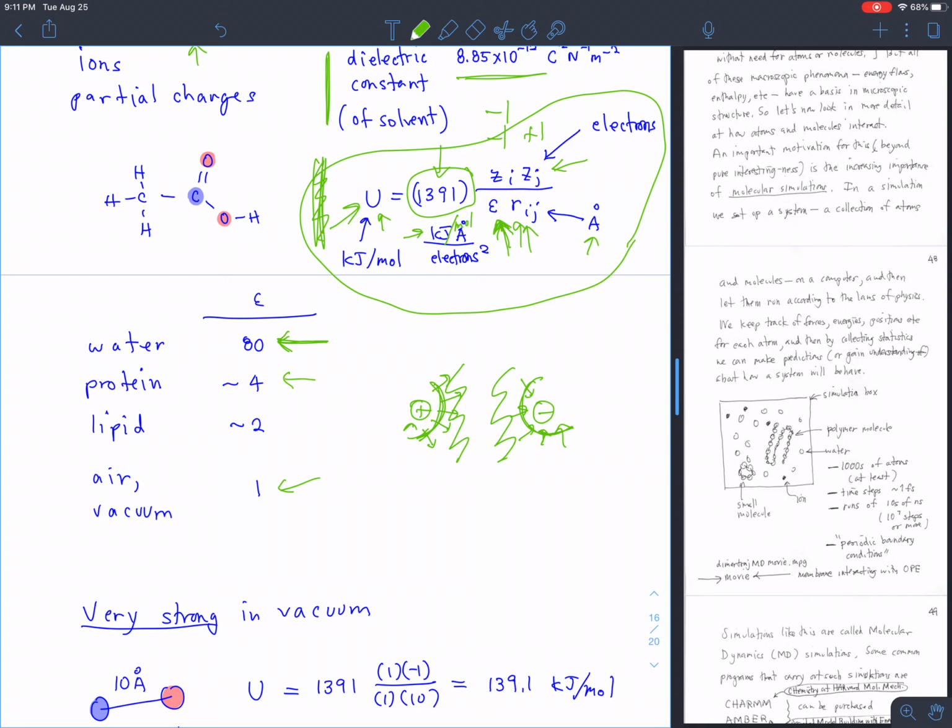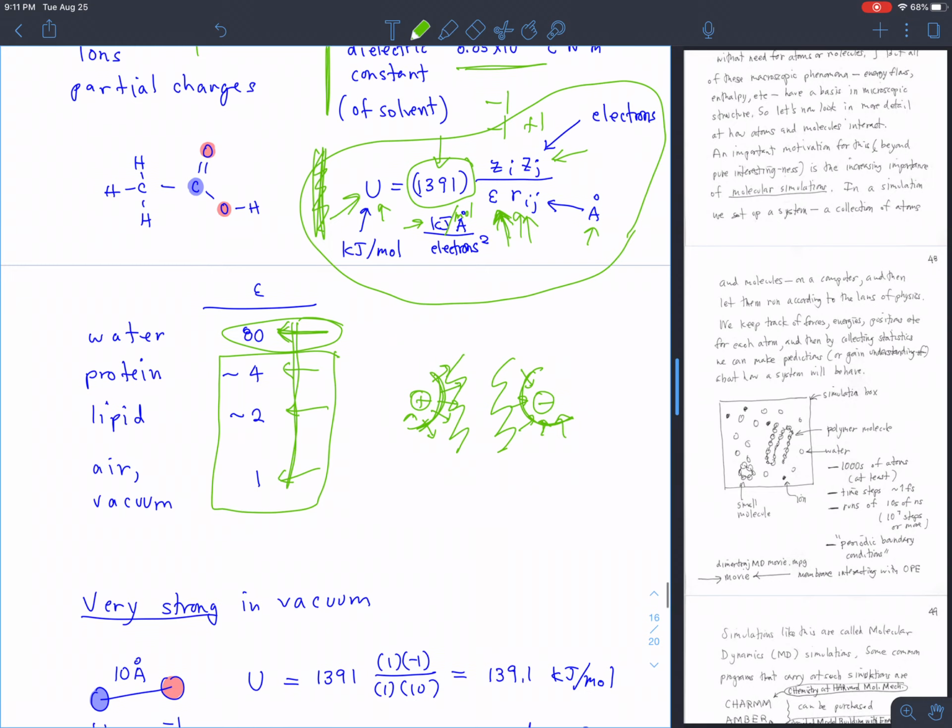If you're in the middle of a protein, it's about 4. It varies depending on where you are exactly in the protein. It's not really a constant in that case. And if you're in lipid, it's about 2 and so on. So that's the range of things. Most of the time, it's not so huge, but in water it really is, because water is very polar. The more polar the environment is, the bigger the dielectric constant is.